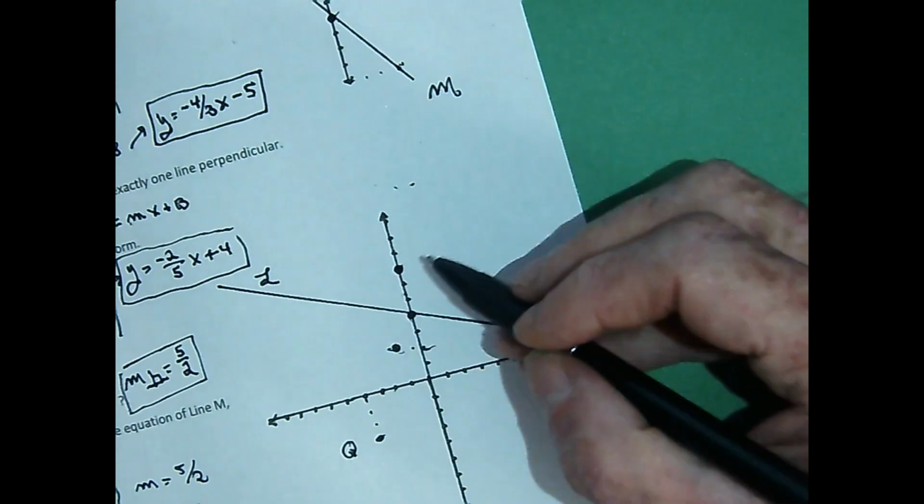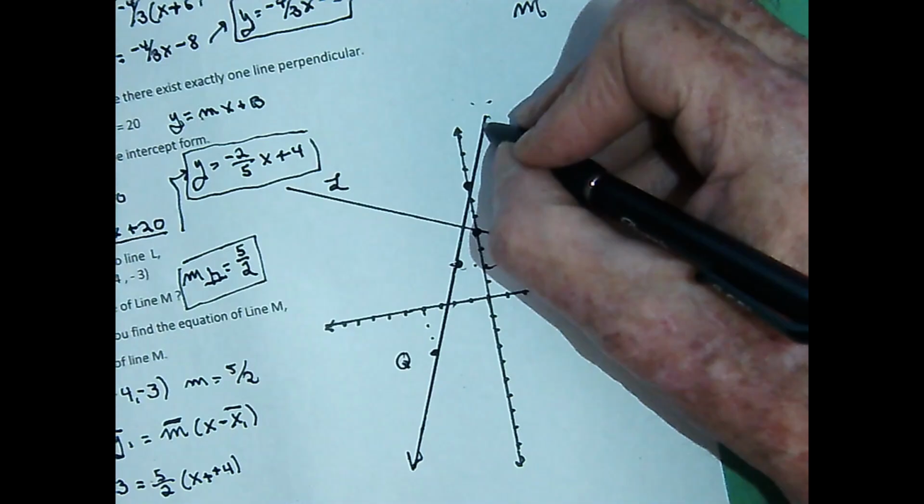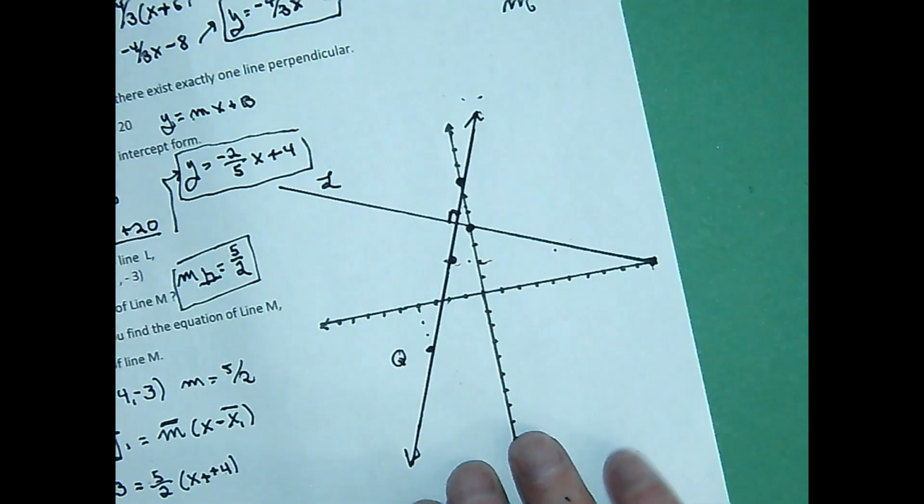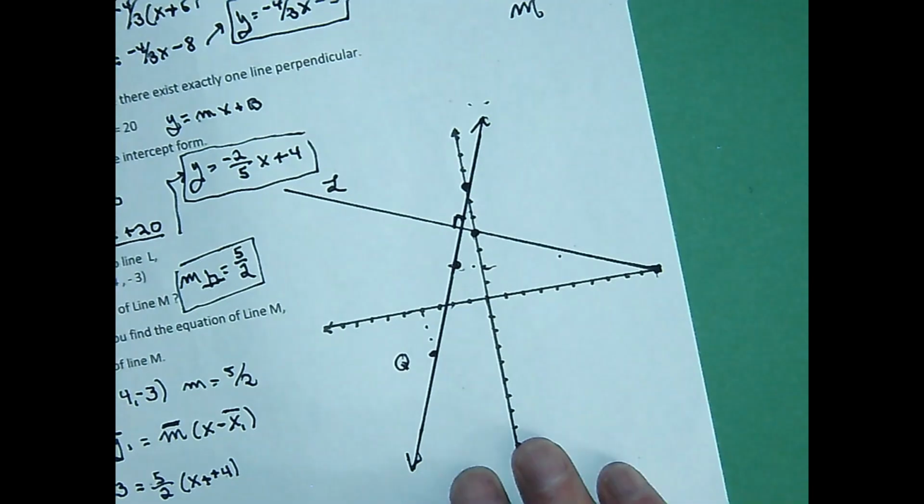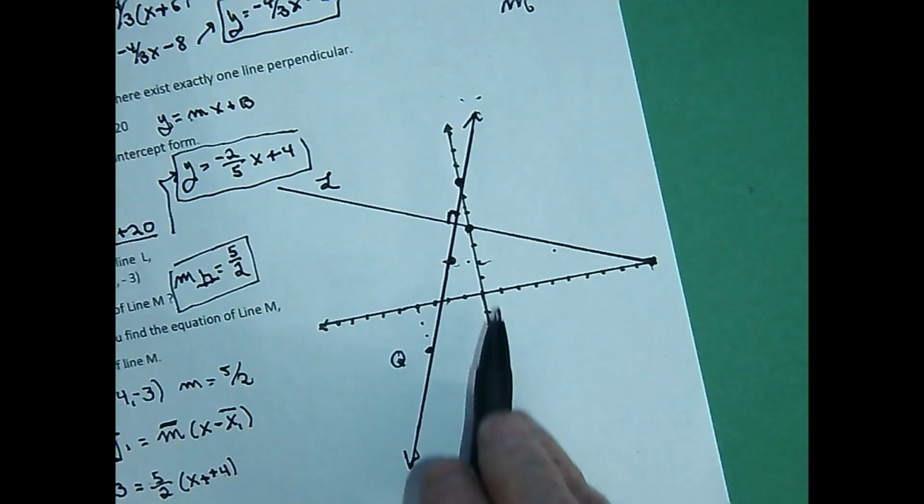I'm going to connect those points up and see if it looks like it goes through Q and see if it's perpendicular to the original. And it's not perfect, but it's pretty darn close, isn't it? I'm thinking that those lines appear perpendicular right there. If I slid a piece of paper, you'd say, yeah, that does look like a right angle right there. So that's pretty close. And it does go through the point negative 4, negative 3. So I think we got that right.